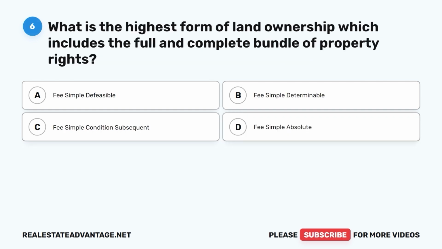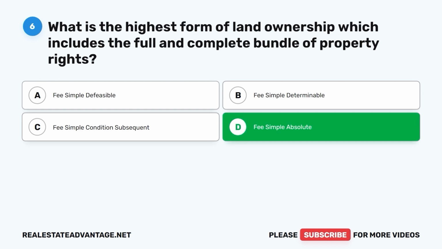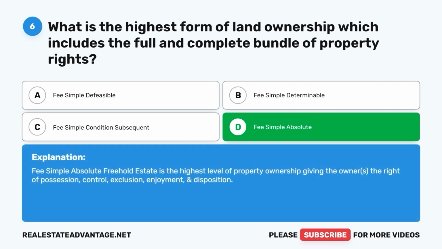Question 6. What is the highest form of land ownership which includes the full and complete bundle of property rights? A. Fee simple defeasible, B. Fee simple determinable, C. Fee simple condition subsequent, D. Fee simple absolute. The correct answer is D. Fee simple absolute. Fee simple absolute freehold estate is the highest level of property ownership, giving the owners the right of possession, control, exclusion, enjoyment, and disposition.